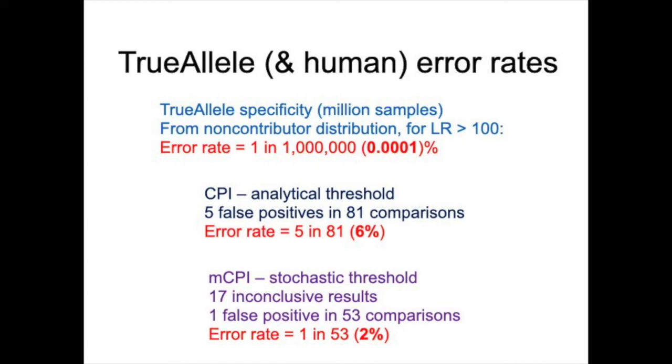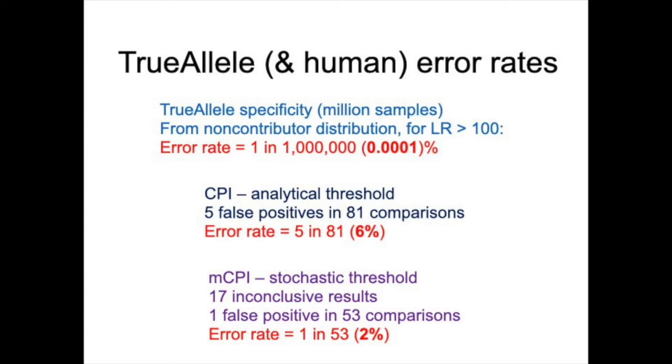So there's 2 zeros and 100. The error rate in this study on this data was about 1 in a million, or 0.0001%. Great, there's an error rate. What about CPI, the method from 20 years ago, with an analytical threshold which the state used for 10 years?